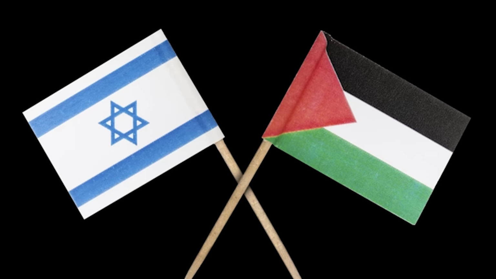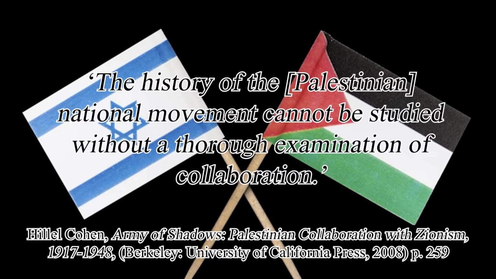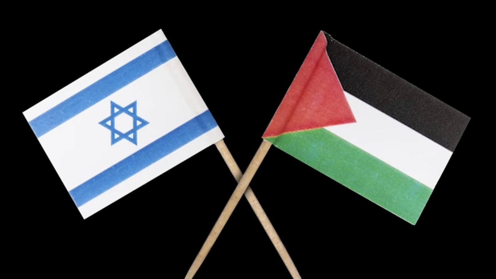Like Wasserstein, Cohen depicts the collapse of the Ottoman Empire and the rise in Zionist immigration as responsible for the awakening of Palestinian nationalism. According to Cohen, and I quote, "The history of the Palestinian national movement cannot be studied without a thorough examination of collaboration." End quote. Cohen examines the shifts in acceptable collaboration in the mid-1920s as their economic relationship was preserved. However, by 1936, this all fell apart.